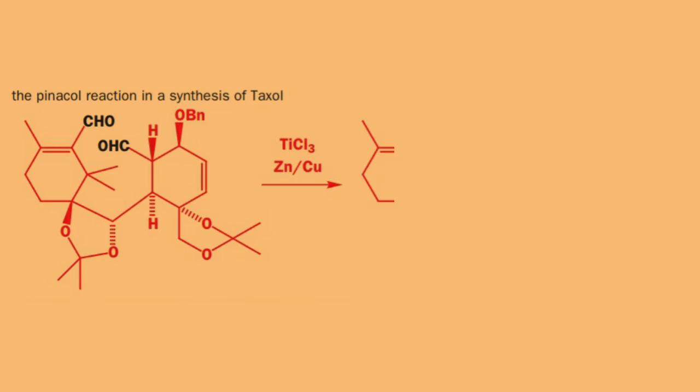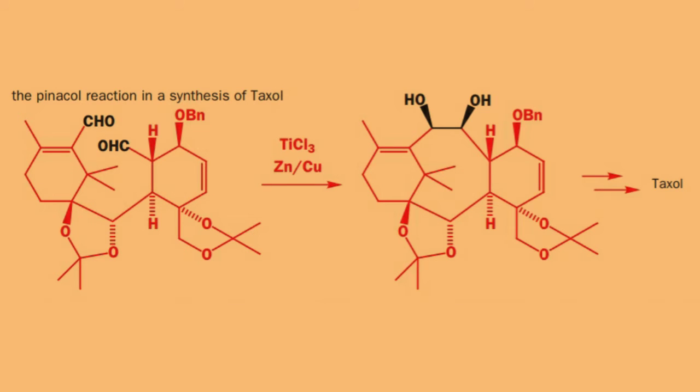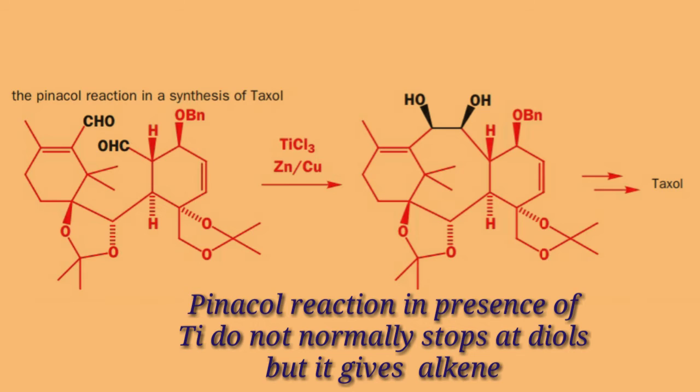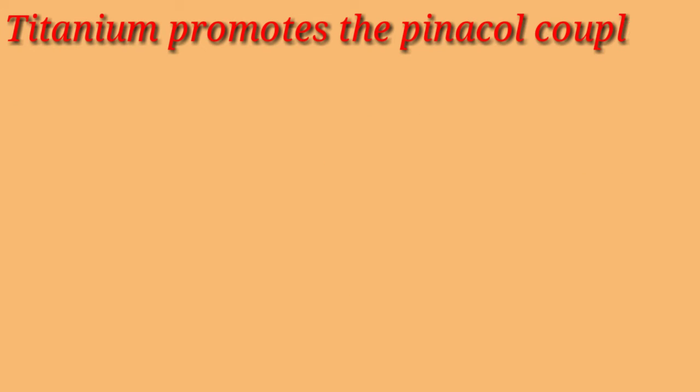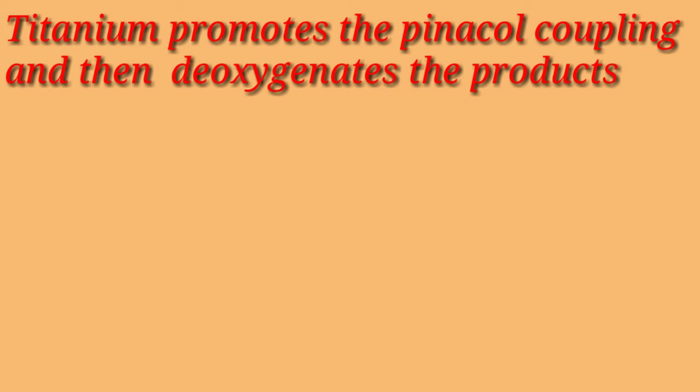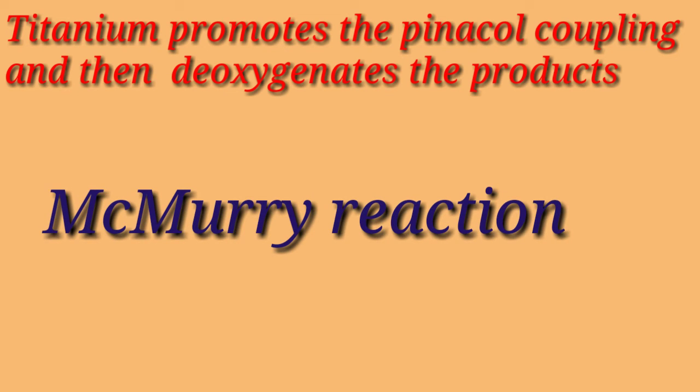Pinacol reactions can be carried out intramolecularly for compounds containing two carbonyl groups. In this case, titanium metal, that is a source of electron, is produced during the reaction by reduction of TiCl3 using zinc copper mixture. But using titanium, the reaction does not normally stop at diols, but further gives alkene. So over here, titanium promotes the Pinacol coupling and then deoxygenates the product. So this reaction is the McMurry reaction.